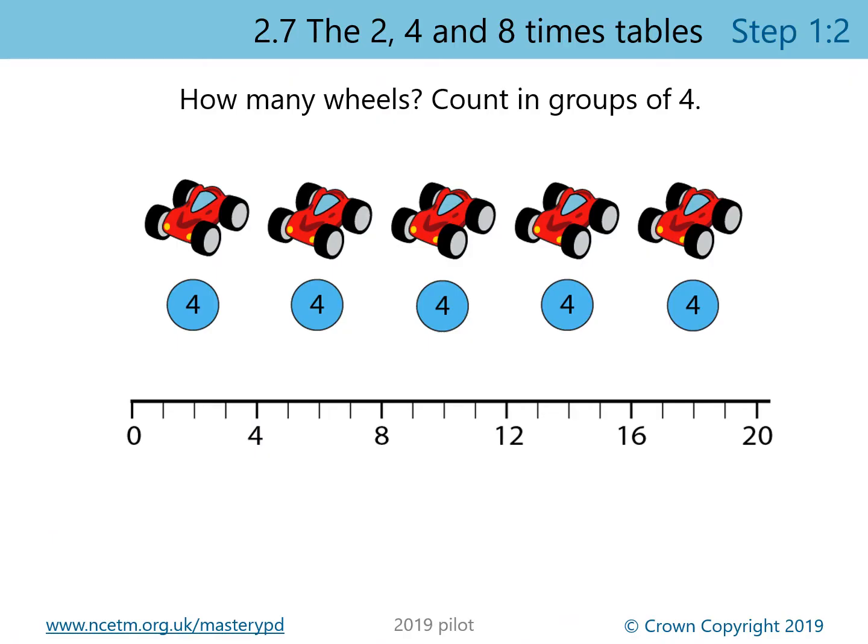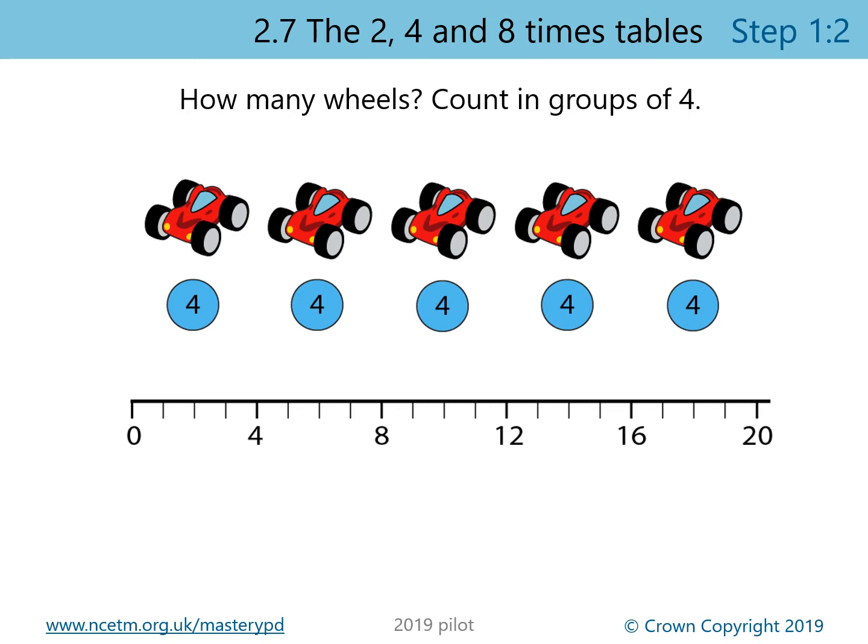Now we're going to start off with the 4 times table, and we've got a question here which asks how many wheels are there? Count in groups of 4. It's given us 5 cars, 5 groups of 4, and it's provided us with a number line to help us. Now what we need to do here is count on in 4s 5 times.